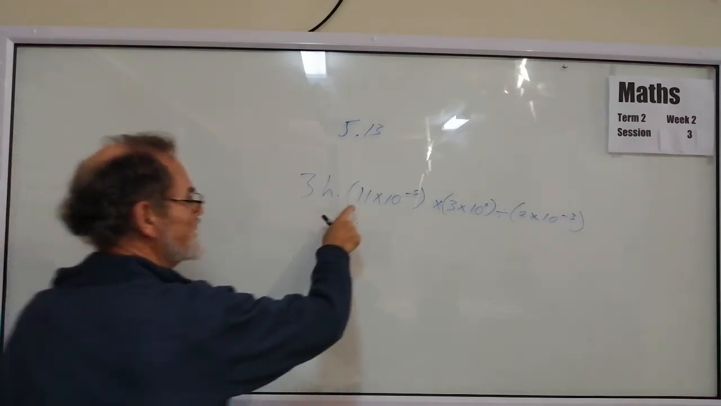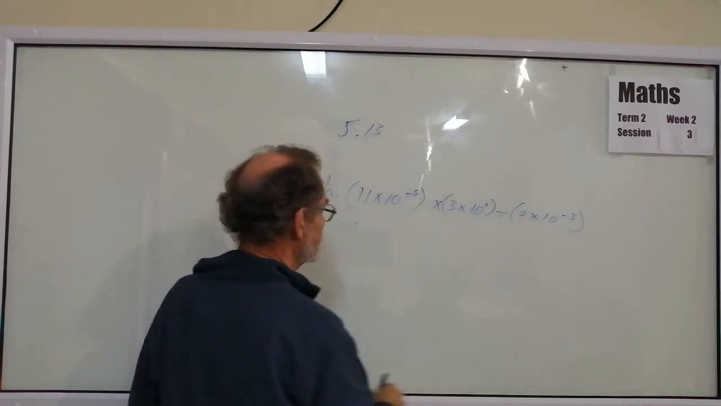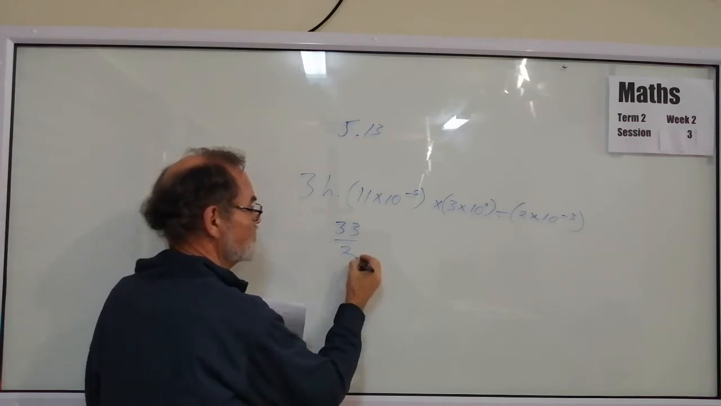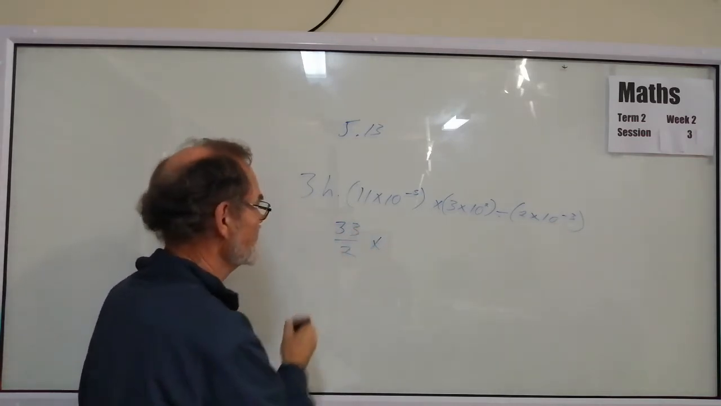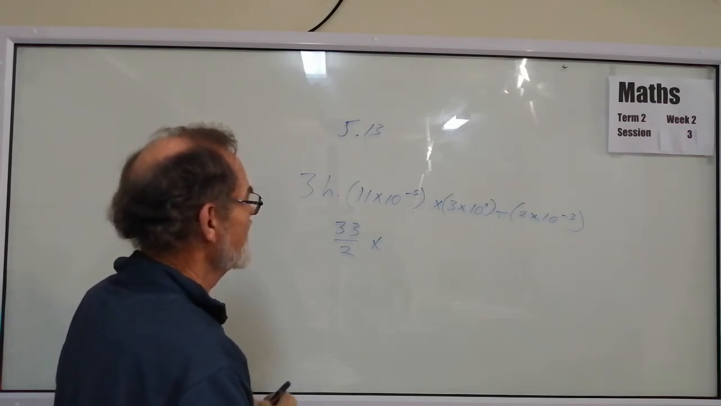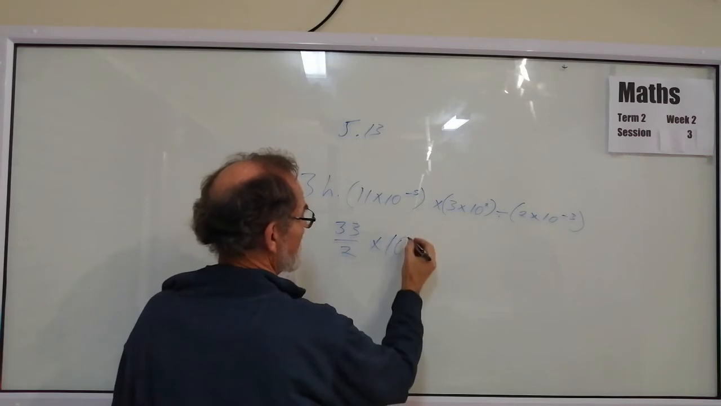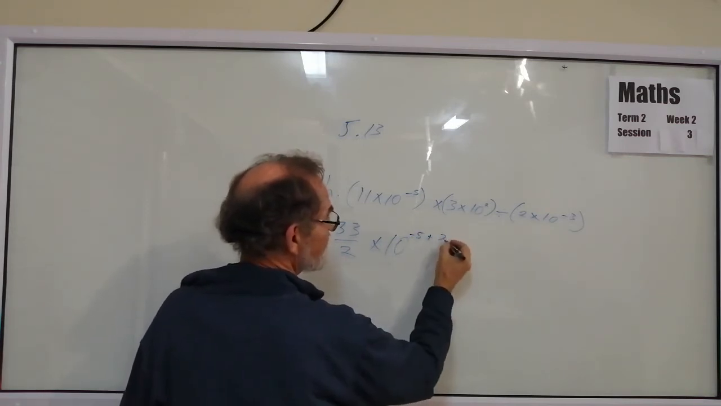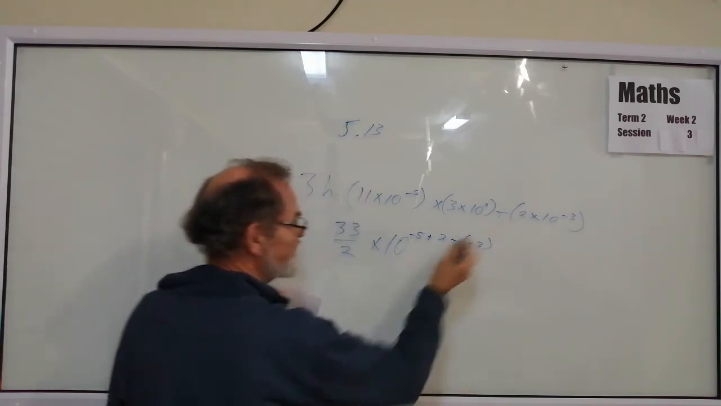Okay. 3 times 11 times 3 is 33, divided by 2. 33 divided by 2, we just leave this as a fraction for a moment, multiplied by 10 to the minus 5 plus 2 minus 3, because that's divided.